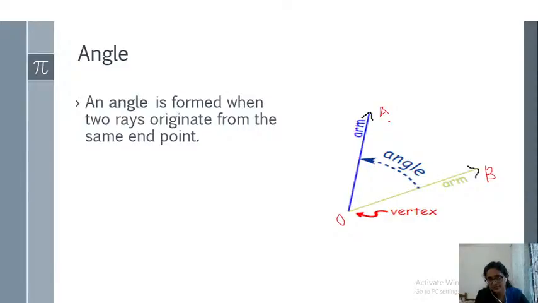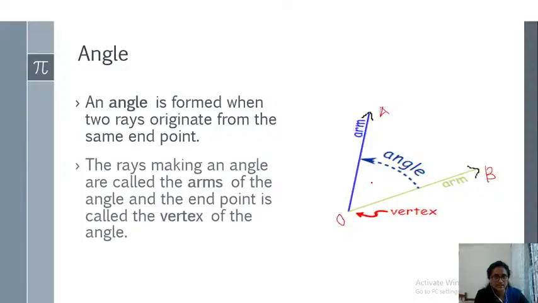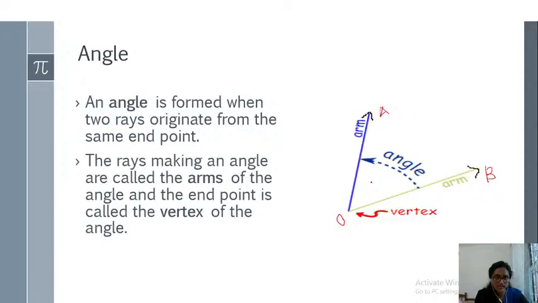When you move one arm, you will get an angle like that. If you move it around, you will get a complete angle. So an angle is formed when 2 rays originate from the same point. The rays making an angle are called the arms of the angle, and the end point is called the vertex of the angle.